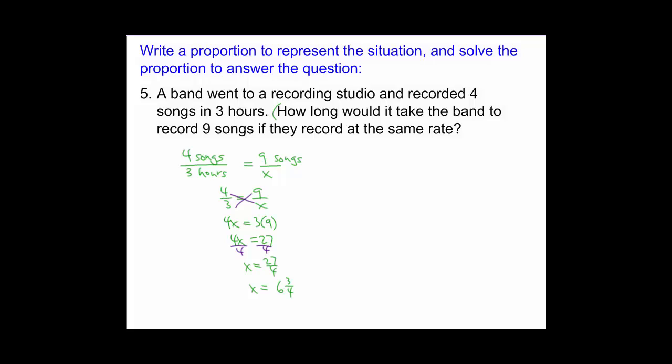So let's answer the question. How long would it take the band to record 9 songs? It would take the band 6 3/4 hours to record 9 songs. You could give that answer a little bit different way. 3/4 of an hour is a common way of expressing time. You could say 6 hours and 45 minutes. Remember, if you have a problem in word form, you want to give the answer in words as well.